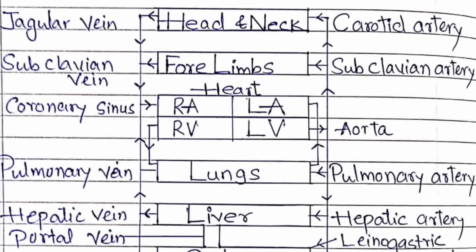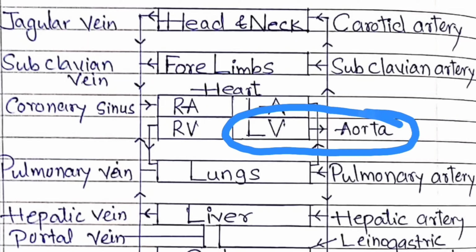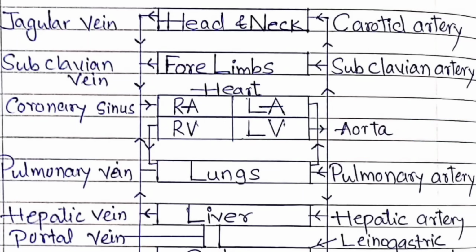So I'm directly going for the names of the arteries and the veins. First of all, I'll be going through the arteries. It is the left ventricle which is pumping the blood into the dorsal aorta, and through the dorsal aorta the left ventricle is supplying the blood to all the body organs.